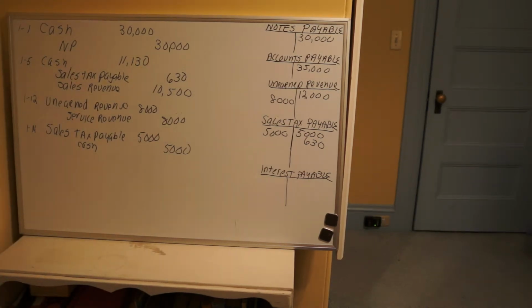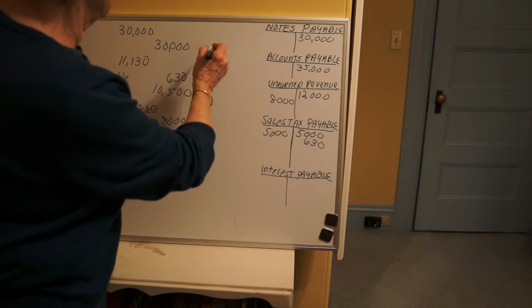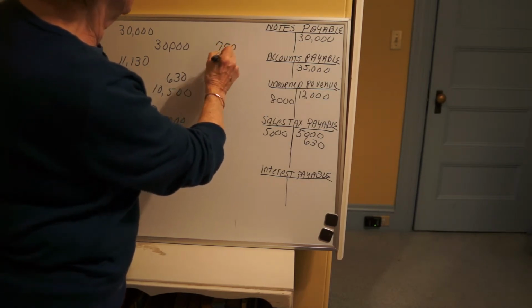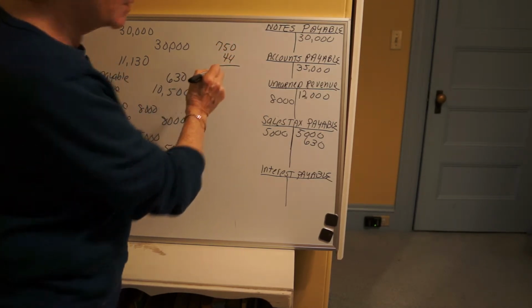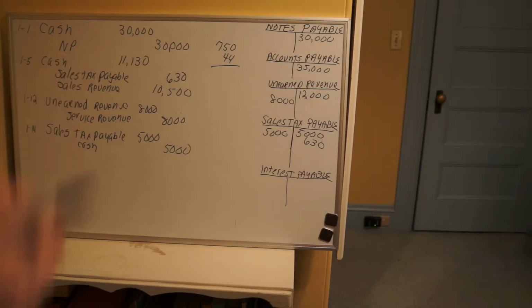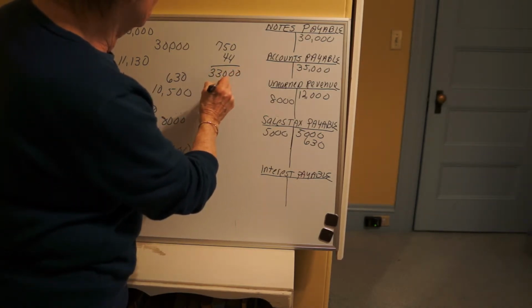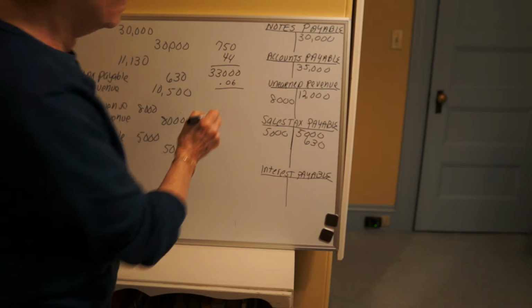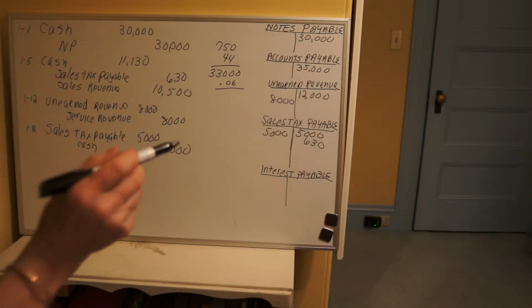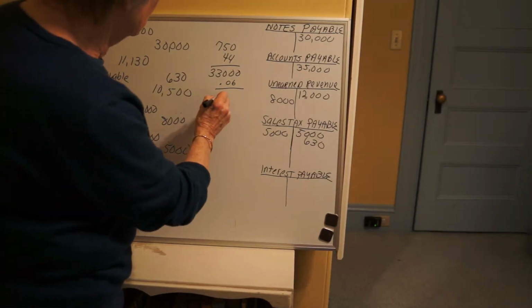We sold 750 units at $44 plus sales tax. Here we simply take the 750 times the $44 per unit. That gives us total sales of $33,000. Then we go times the sales tax rate, which comes out to $1,980.